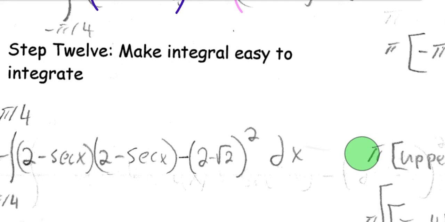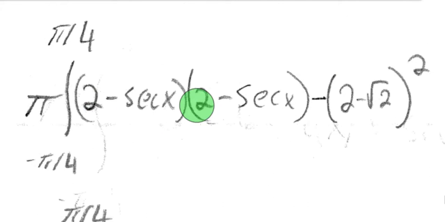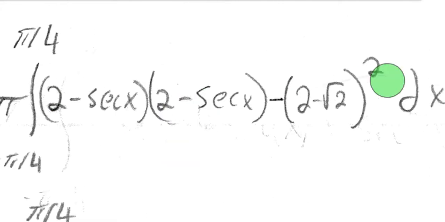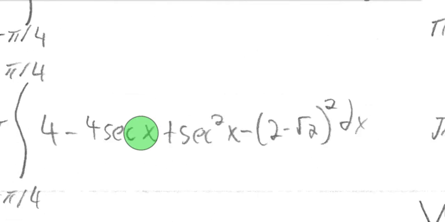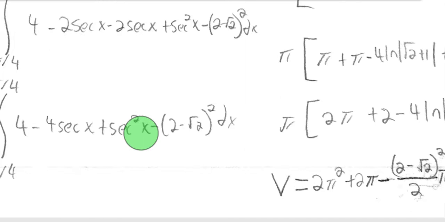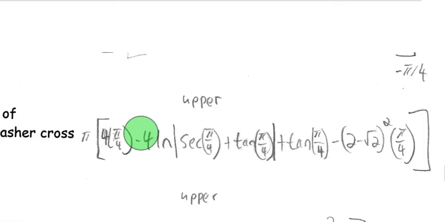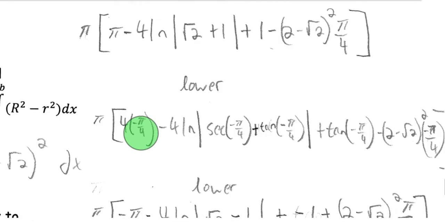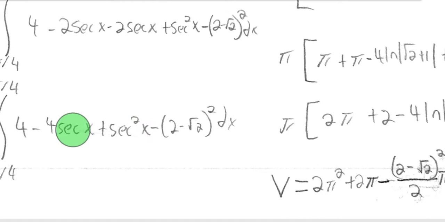Now for step 12, you want to make the integral easy to integrate. Don't forget your pi that you pulled out. Basically, for this one, in order to integrate, we're just going to square both of these binomials. And you'll just do some algebra here. And you will end up with this integral right here.